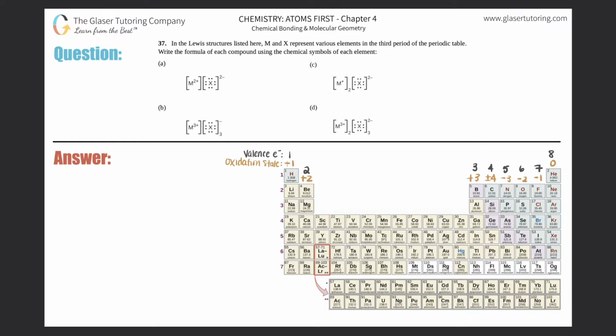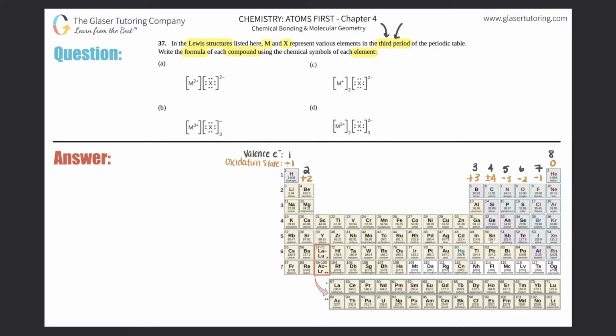Number 37. In the Lewis structures listed here, M and X represent various elements in the third period of the periodic table. Write the formula of each compound using the chemical symbols of each element. And then they give us A through D. Okay, so first things first, they tell us that we're only allowed to use elements from the third period. So we have to figure out where the elements of the third period are.